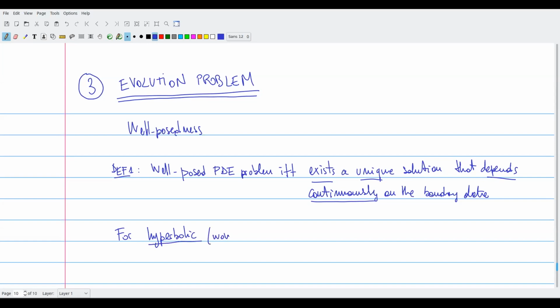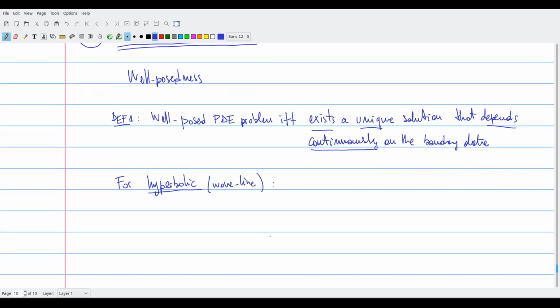So hyperbolic means wave-like. Hyperbolic problems are those that describe propagation of physical quantities at finite speed. There are some more definitions, and there are some concepts that can be better specified. And again, this is very simplified, but I want to mention it. So if you have a second order PDE system, we call it strongly hyperbolic.